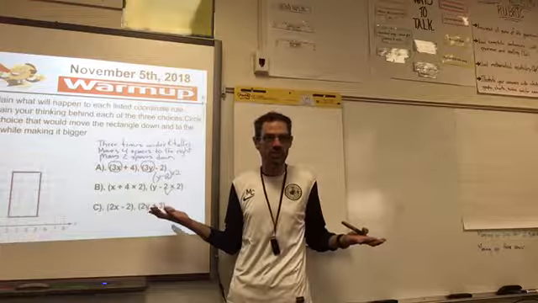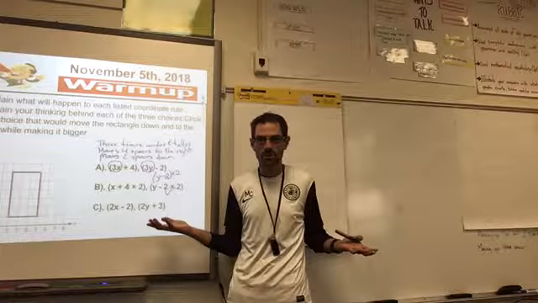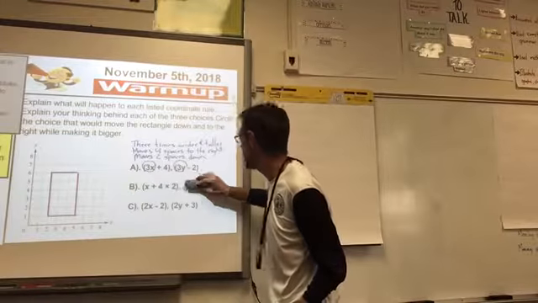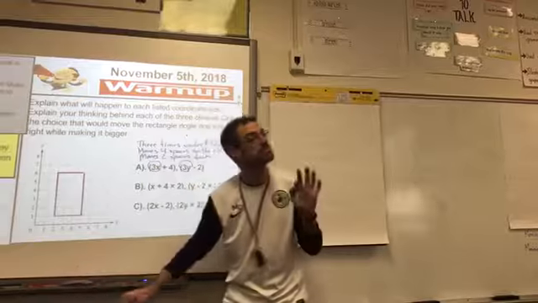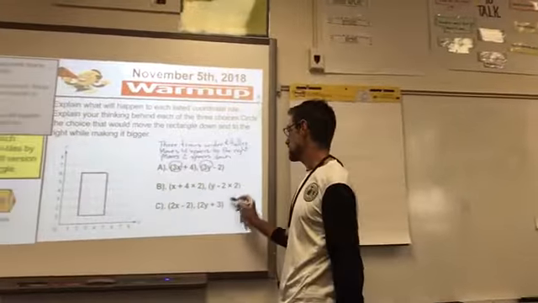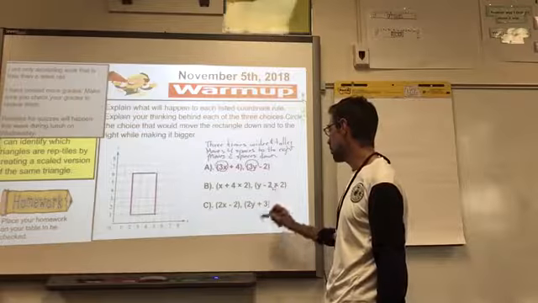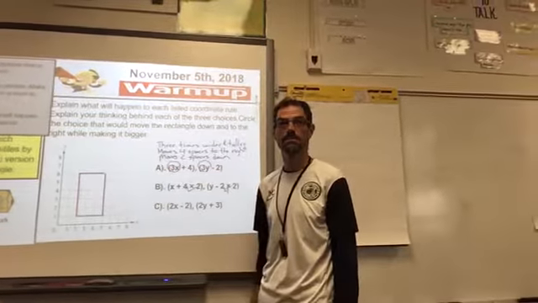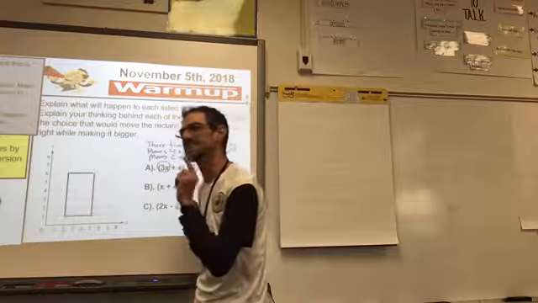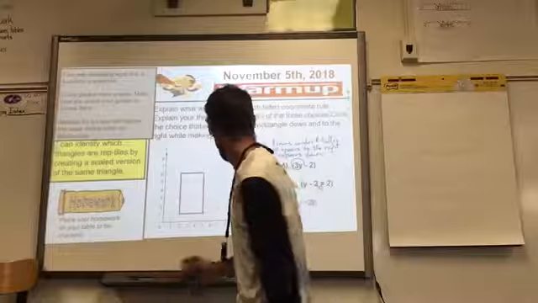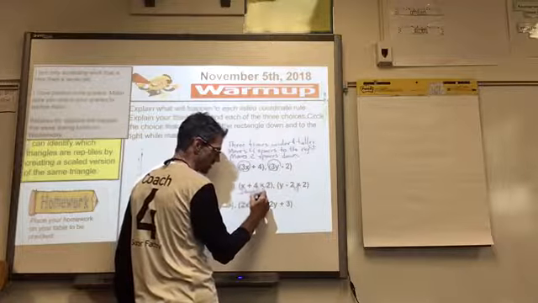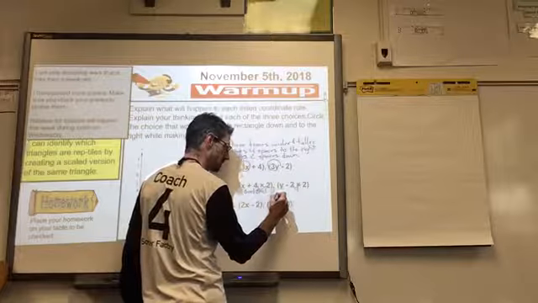So does this shape change? No. This shape's not changing. It's not getting bigger at all. All it is doing is moving. Run, Forrest, run. So here, this becomes 4. This would become 8. X and Y stay the same. So this shape is identical. So I'm going to write that down. Identical shape.